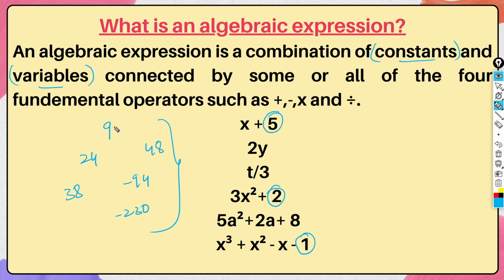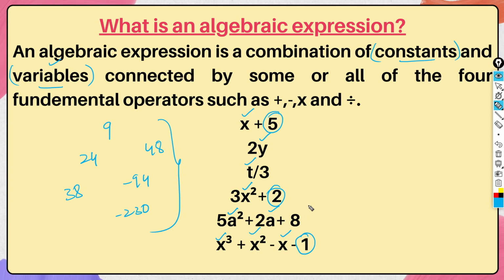Now what is a variable? A variable is an alphabet that represents an unknown number. That means a variable will be in the form of an alphabet. Okay, x is having some value that is unknown. So in algebraic expressions, the terms which are unknown are represented in the form of alphabets which are called variables. In this, x is what? Variable. Here y is variable, here t is variable, here x is variable, here a is variable. Okay, here x is variable.